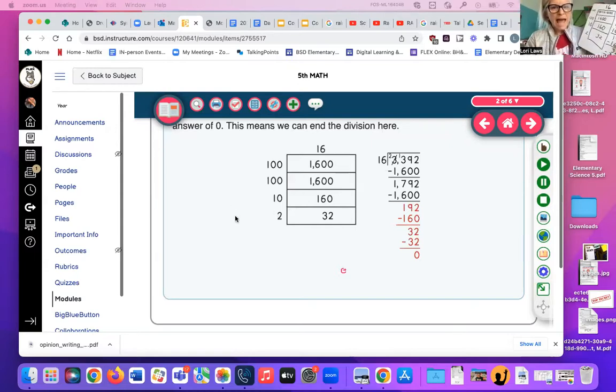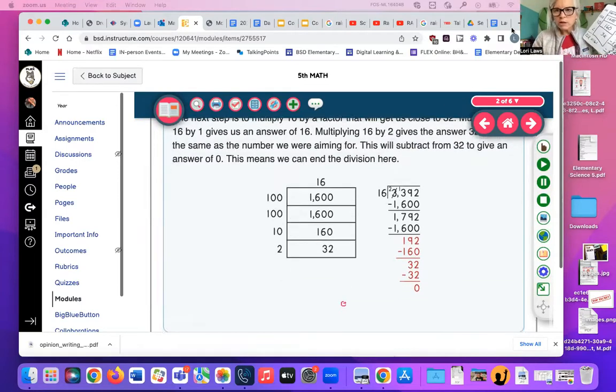Well, now I have to add up all these numbers on the left, the 100 groups, the 100 groups, the 10 groups, and the 2 groups, and see what I have for a total number of groups of 16. So 100 and 100 is 200, and 10 is 10, and 2 is 2. So 212. 212 groups. 212 times 16 should equal 3392.